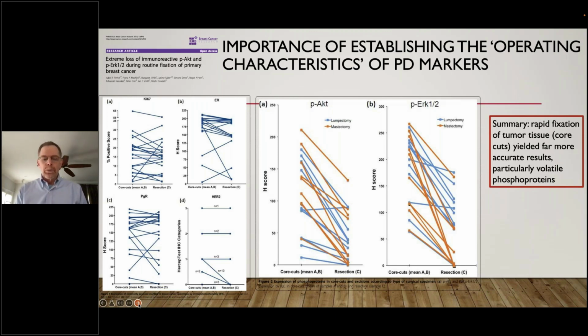So they had two groups. They would have a quick section removed from the breast cancer and very quickly processed, preserved, and then the actual resection, so the lumpectomy.